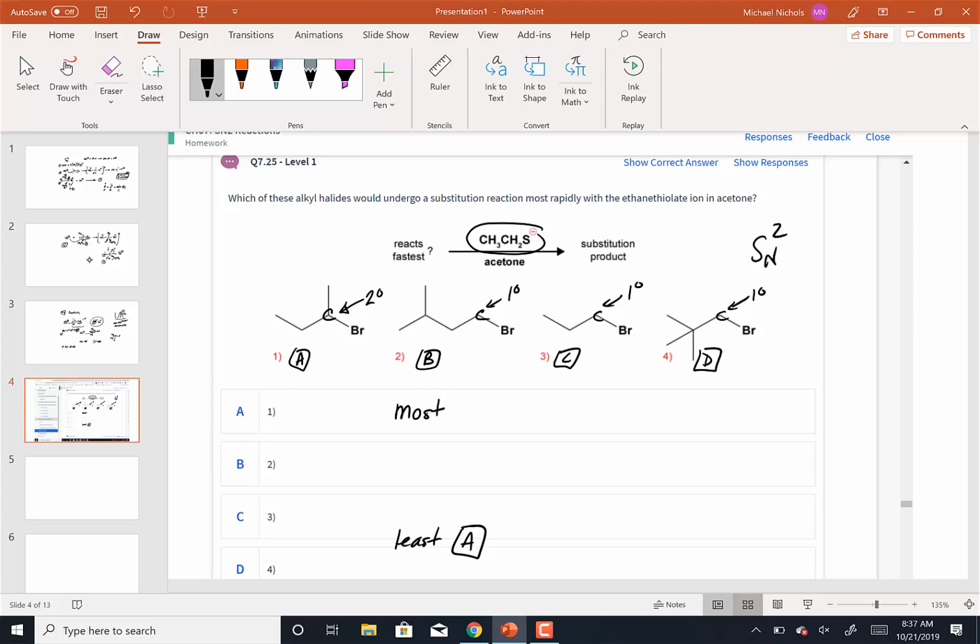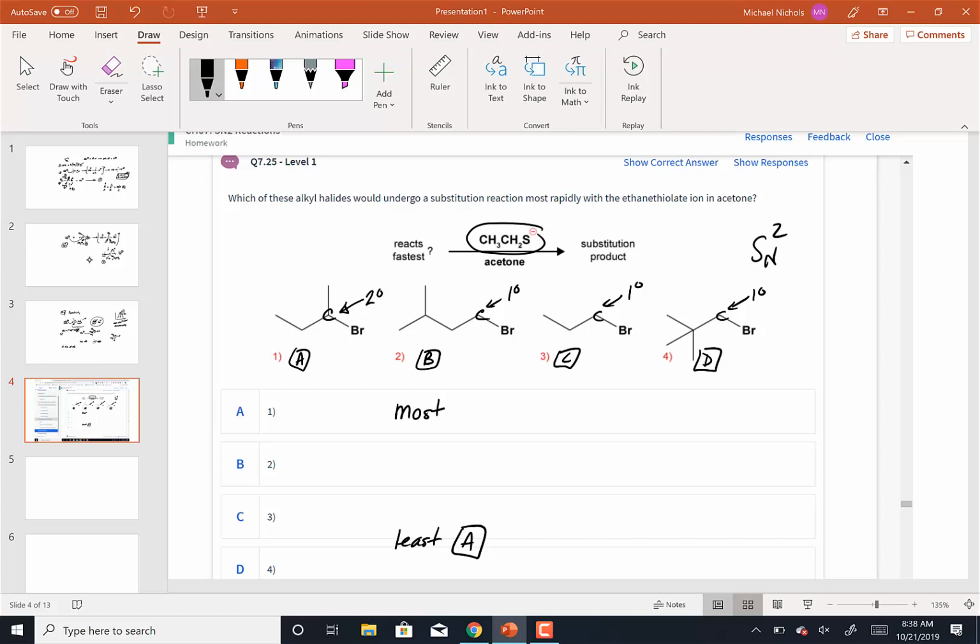Okay, so why did we make that choice? Because it's secondary and everything else is primary. Now, could you have made a different choice? Well, let's continue. There was one B and one D. And you could probably make an argument for either B or D, but based on secondary being the slowest versus primary, we would make the choice of A being the slowest.